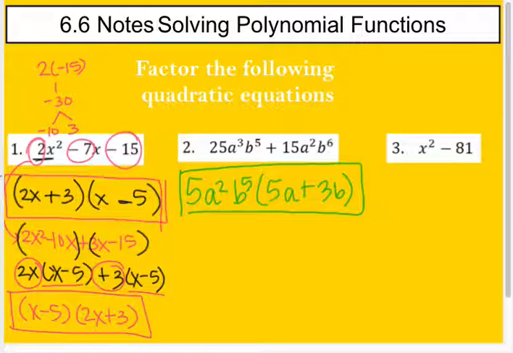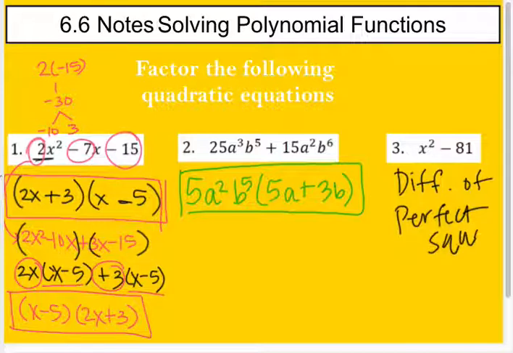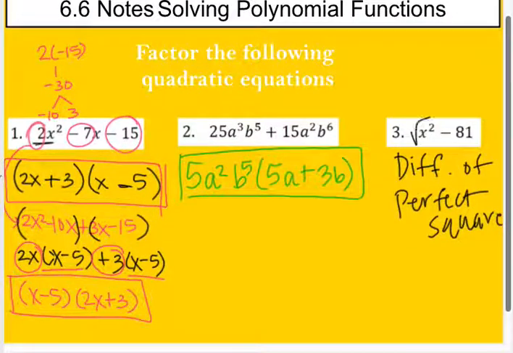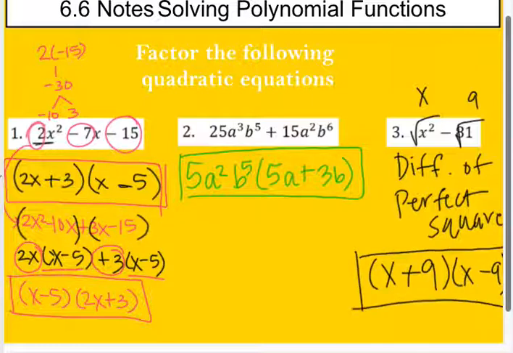And our last example for review is number 3. I have x squared minus 81. One thing to notice is that this is our difference of perfect squares, because the square root of x squared is x, and the square root of 81 is 9. So remember, when we have a difference, it has to be subtraction. You can write it as x and 9. I'll have 2 parentheses, and then one's always plus, one's always minus. There it is, factored.